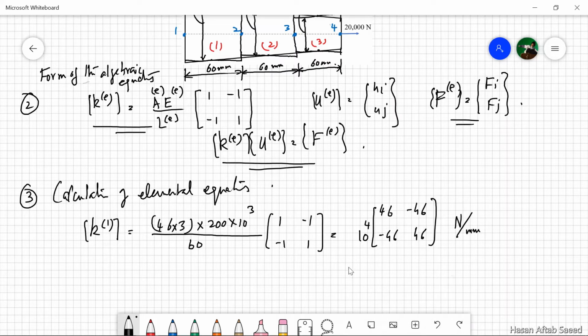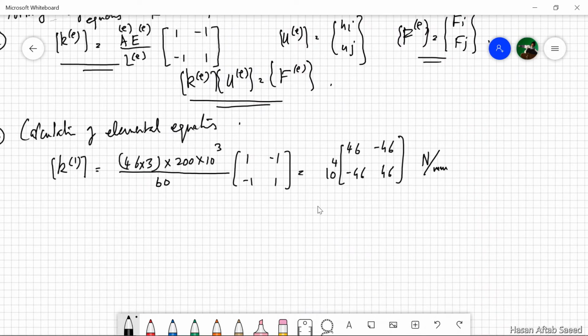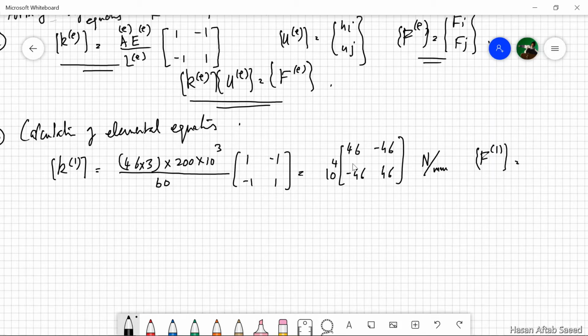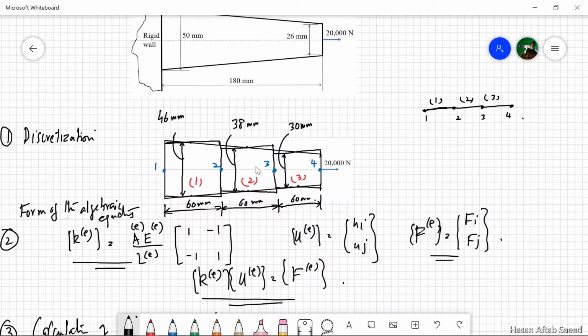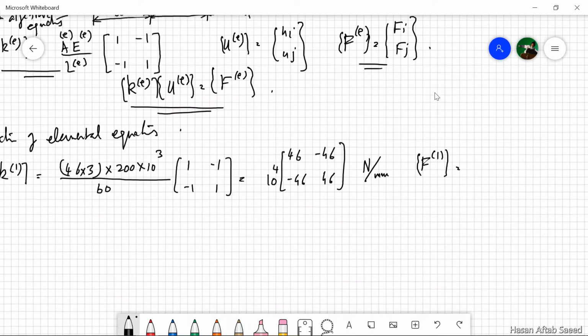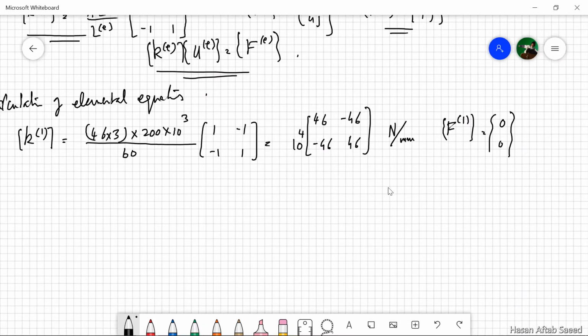This incidentally will be in Newton per millimeter, because we are only using Newton, millimeter and MPa in our calculations. Now F1 will be, actually, for element 1 you have node 1 and node 2. There are no forces on node 1 or node 2, so we have 0 and 0. Similarly for element 2 it will be 0 and 0, for element 3 it will be 0 and 20,000. So this is again a matter of reading the diagram.